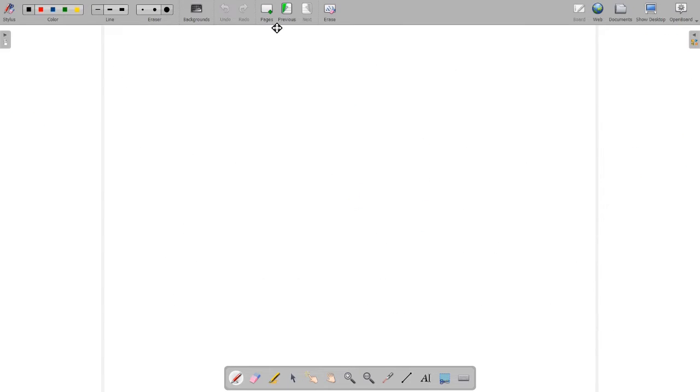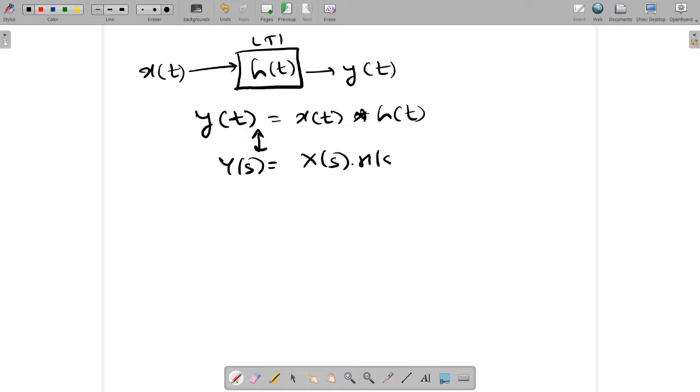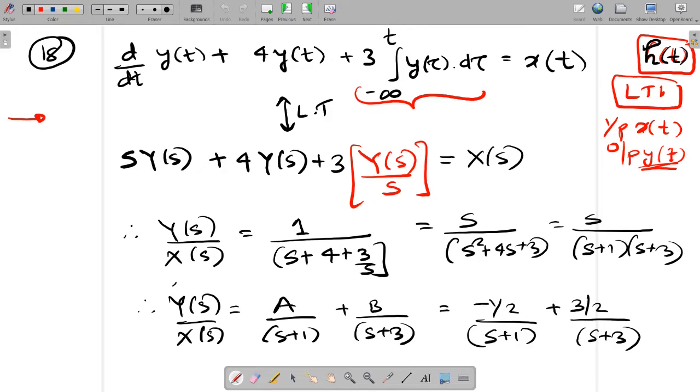Now, if I have a system h of t, my input is x of t, and output is y of t. So what is y of t? If the system is LTI, it is x of t convolution h of t. If I take the Laplace transform, y of s is equal to x of s h of s. Therefore, what is y of s upon x of s? It is h of s. Use this in your previous equation. So y of s upon x of s comes out to be h of s.